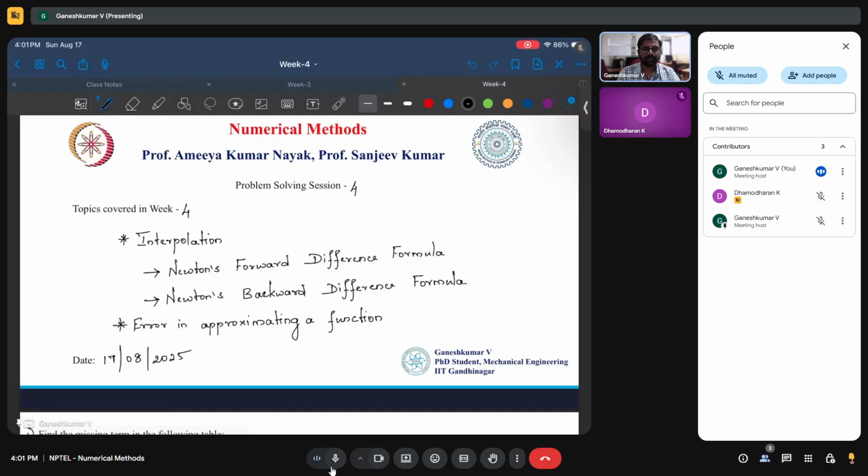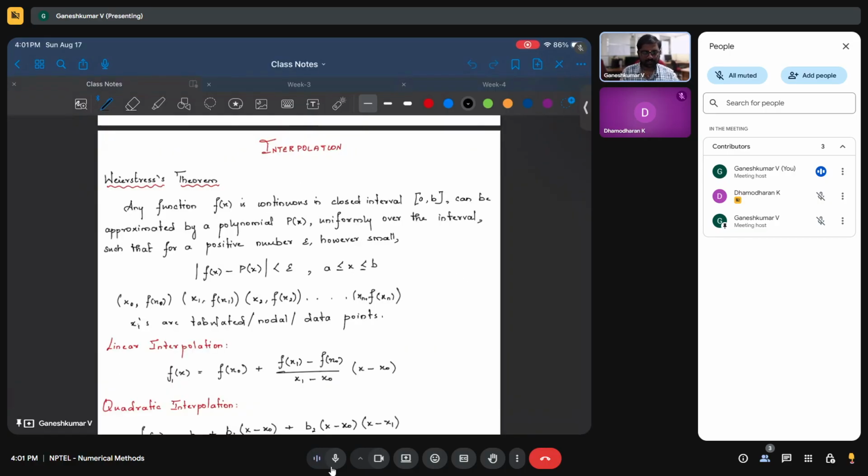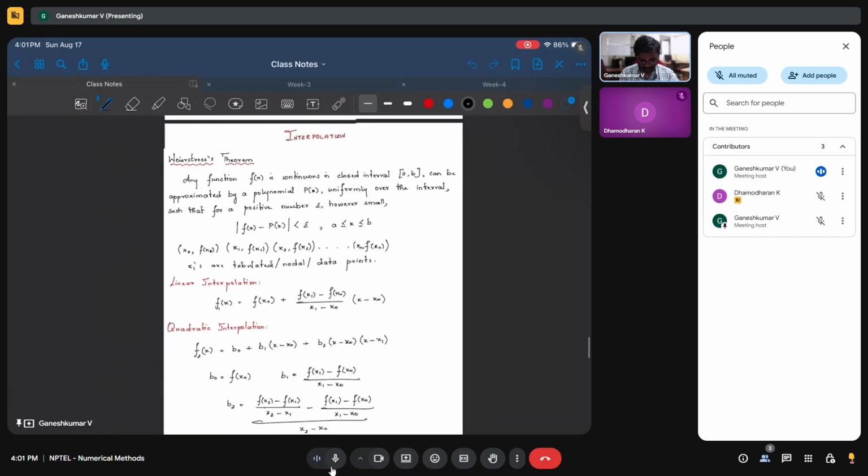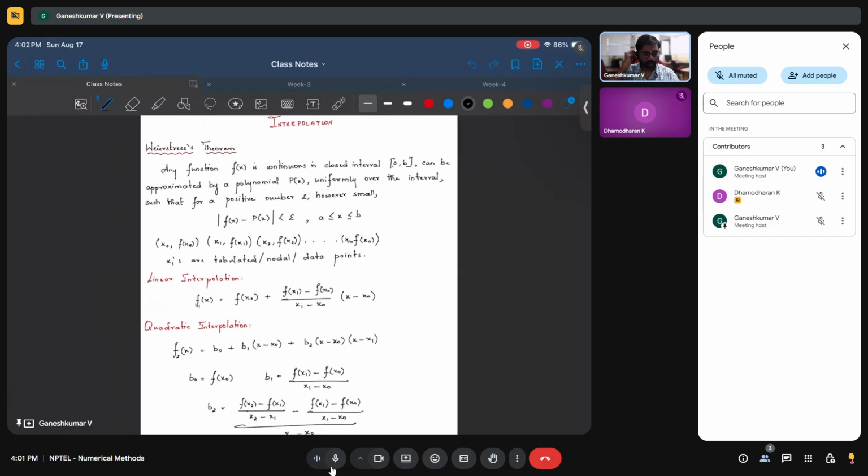What is exactly the error from an approximating function? What is the error that you expect when you interpolate? So these are the things that we saw. Maybe we will quickly go through the lecture of what we did. I will just give you a broader picture.